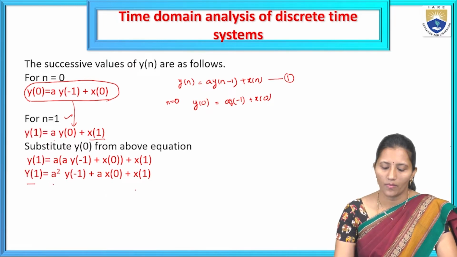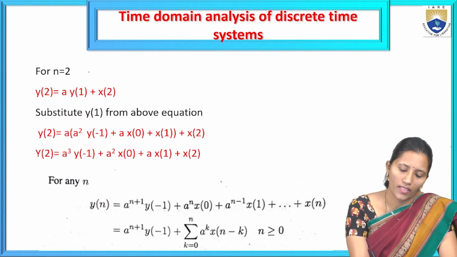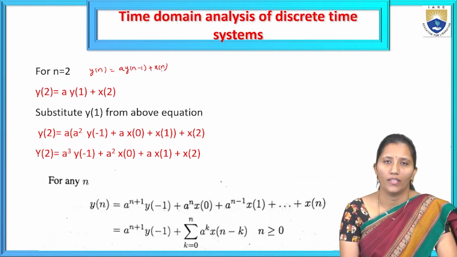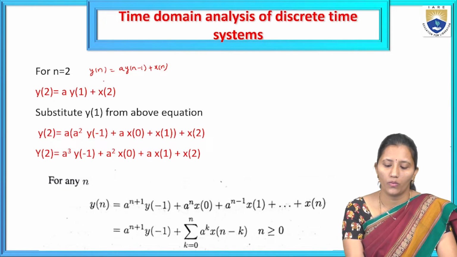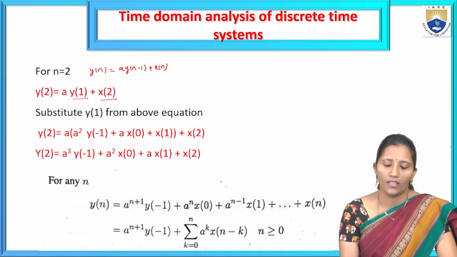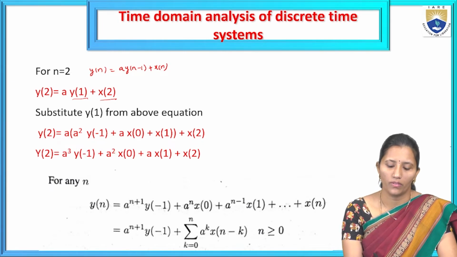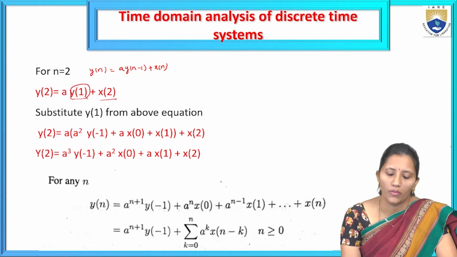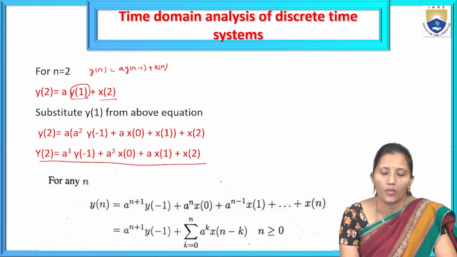Like that, if we substitute n equal to 2, what is the equation here? y of n is equal to a into y of n minus 1 plus x of n. So substituting n equal to 2, y of 2 is equal to a into y of 1 plus x of 2. We have to substitute the y of 1 value in y of 2. We get the y of 2 value as a cube y of minus 1 plus a square x of 0 plus a into x of 1 plus x of 2.